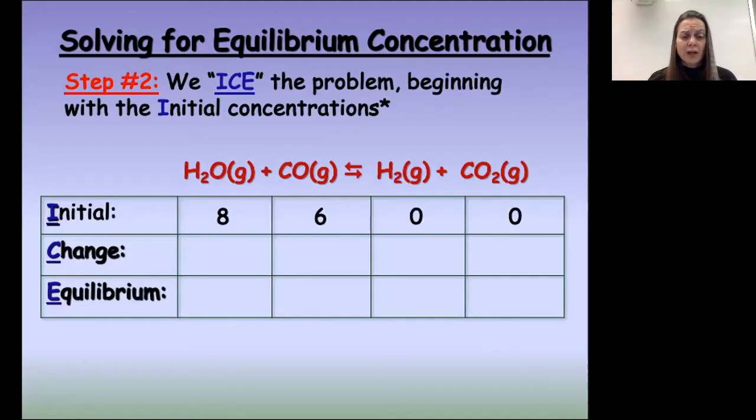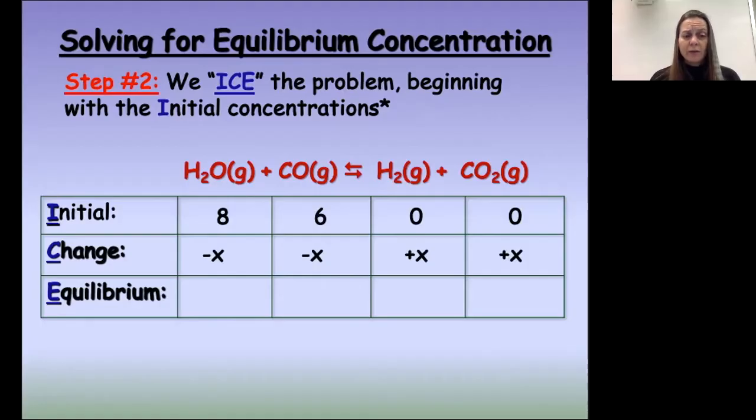Now, when it comes to this change row, we know that these are all 1-to-1. So whatever the water changes by, and the water is going to lose concentration or lose molecules, the carbon monoxide is going to change by that same amount. And again, because they're 1-to-1 ratios, the hydrogen and the carbon dioxide are going to increase by that same amount. Since we know we're going to be doing some algebra, we're going to go ahead and use X here. So we're going to say that water and carbon monoxide are both going to go down by X, and hydrogen and carbon dioxide are both going to go up by X. So we have 2 minus X's and 2 plus X's.